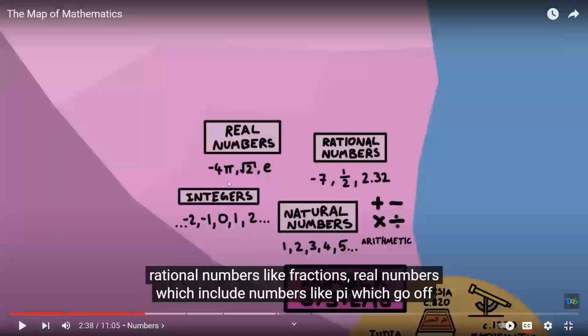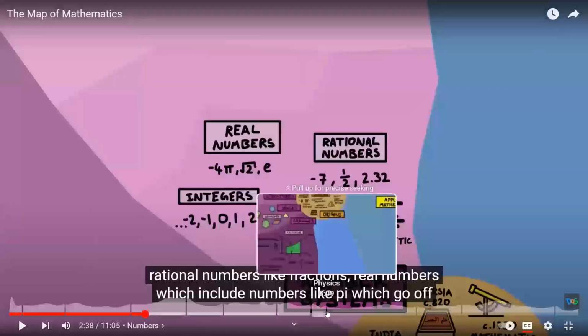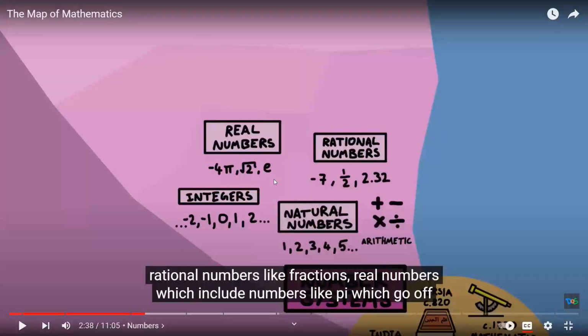Real numbers go from minus infinity to... it doesn't start, real numbers actually don't have a start because the real numbers are the whole set of numbers, you know. The thing is that the real numbers are special numbers like pi, the square root of 2, and that kind of special numbers.